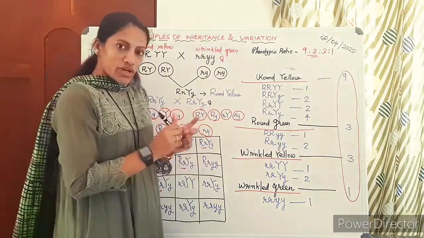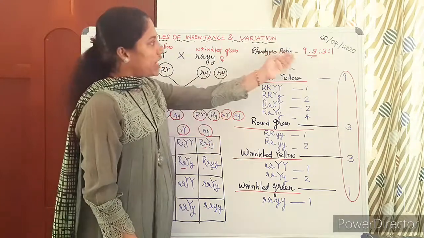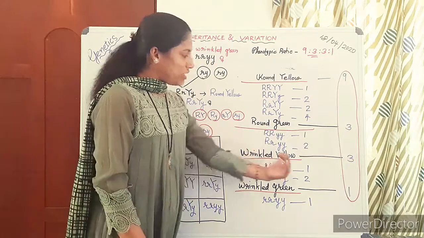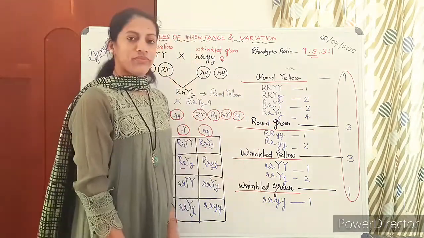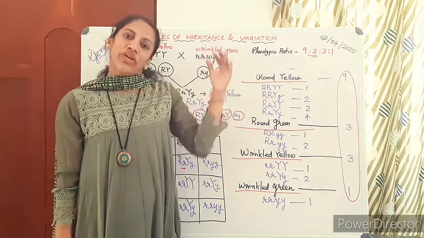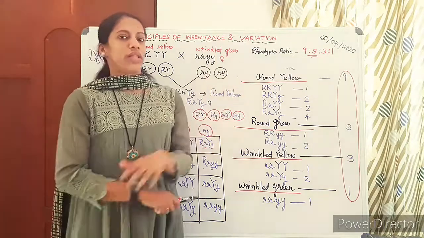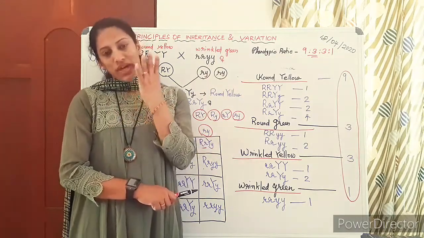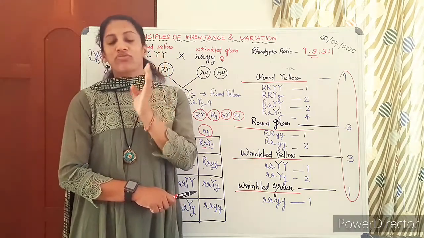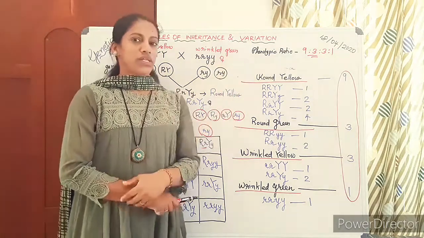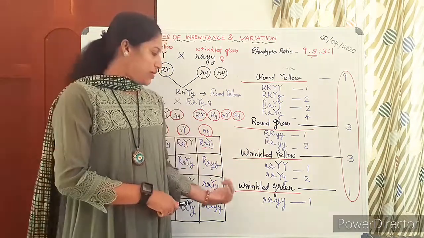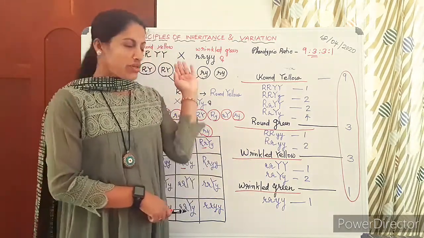It is the expressed morphological expression of the character, the trait. 9 round yellow is to 3 round green is to 3 wrinkled yellow is to 1 wrinkled green. That is a phenotypic ratio. The phenotypic ratio says the ratio of the phenotype, the expressed characters. How are these plants expressed? There are 4 types of expression. In the F2, Mendel found 4 types of plants: plants with round and yellow seeds, plants with round and green seeds, plants with wrinkled and yellow seeds, plants with wrinkled and green seeds.